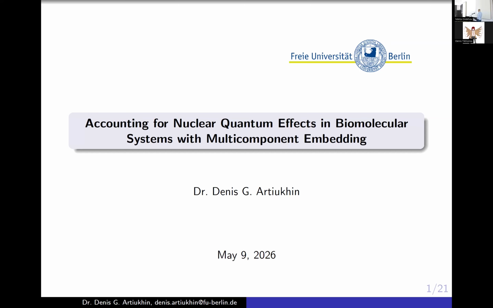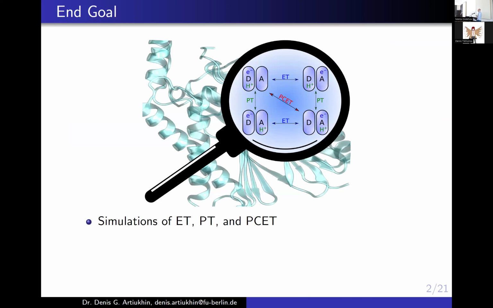And most of the things I'm doing are method development, so my motivation will be quite short. I'm essentially trying to develop a method which will be capable of simulating electron transfer, proton transfer, and proton-coupled electron transfer. So one thing to simulate them all. On top of that, I would like to do something close to reality.